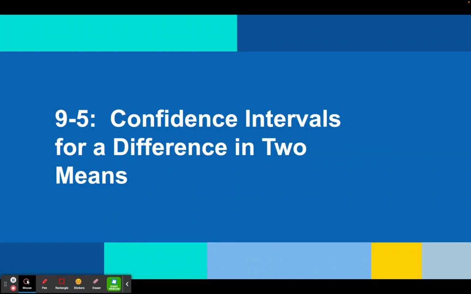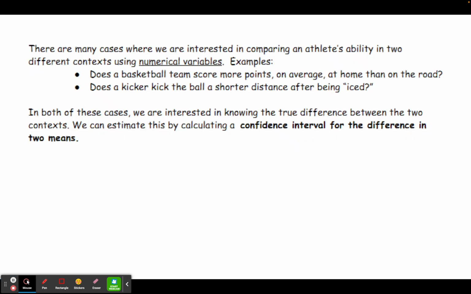In this last section in Chapter 9, we're going to learn how to calculate the confidence interval for a difference in two means. This is what we'll use when we are interested in comparing an athlete's ability in two different contexts where we're using numerical variables.